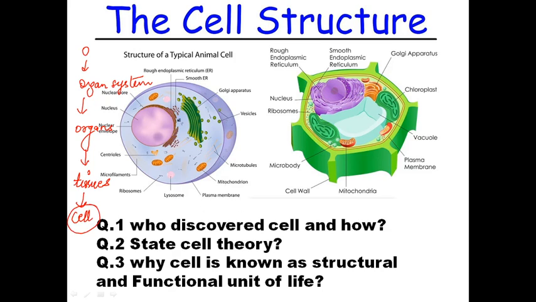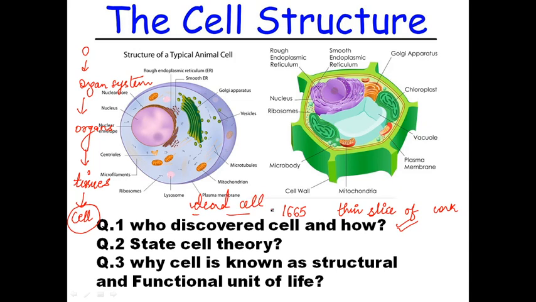So when we are going to study about the cell, three questions should be clear in your mind. So let's try some questions. First is, who discovered the cell and how? I hope you know this answer, that Robert Hooke discovered the cell in 1665 when he was observing a thin slice of cork. So the cell which Robert Hooke discovered is a dead cell.